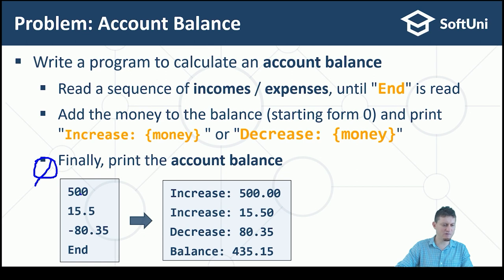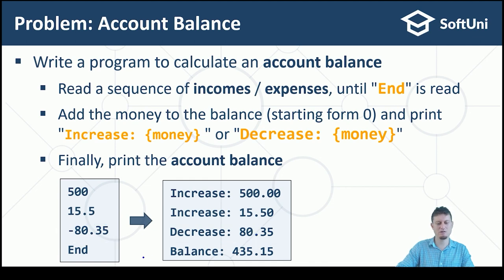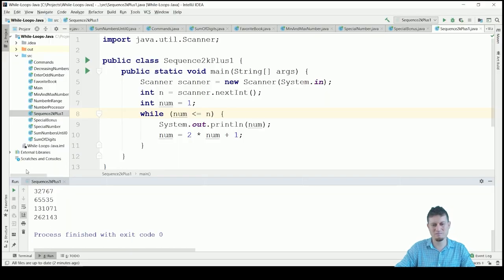We have account balance zero in the beginning. We get $500, for example. This is an increase, and the account balance is 500. Now we have this, and we increase by this. We have a negative value, which is money spent, so we have a decrease by this value in absolute value. Finally, we have end, and we need to have this sum. So this is a variant of summing numbers. If we have summing numbers, we can change the code and obtain this result.